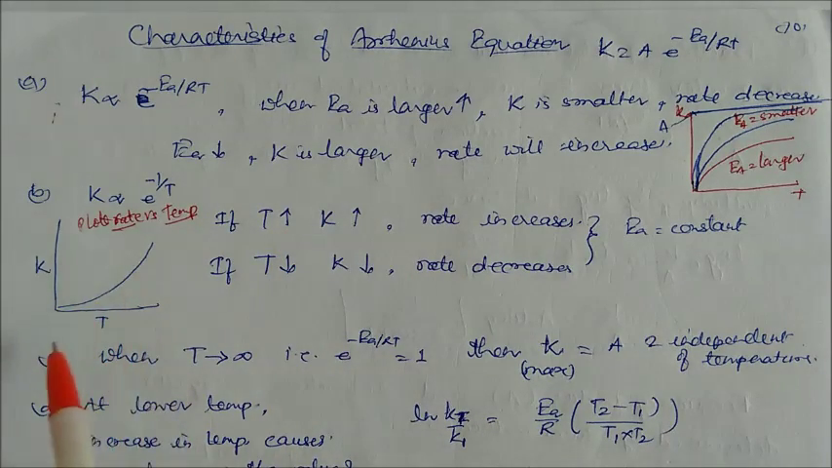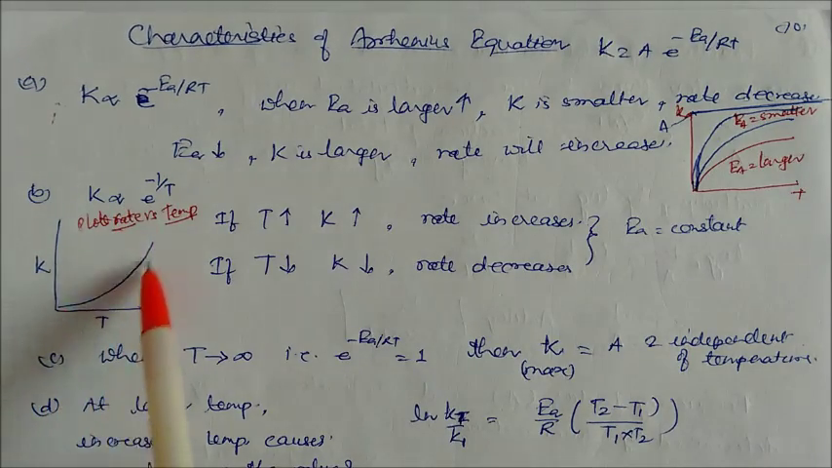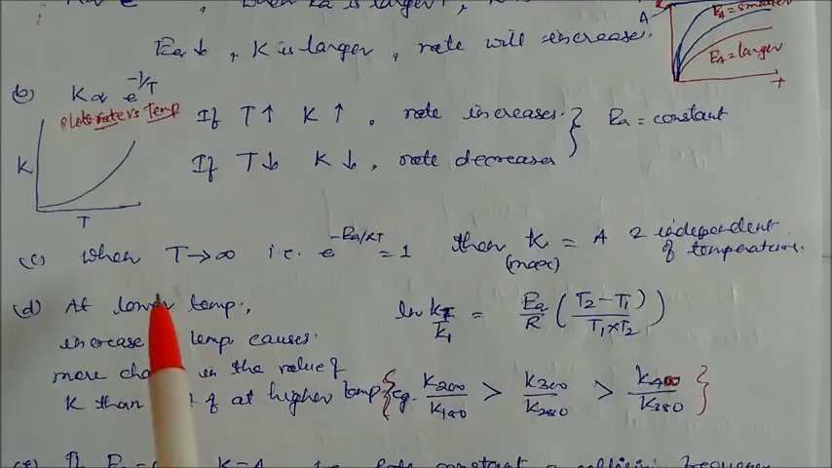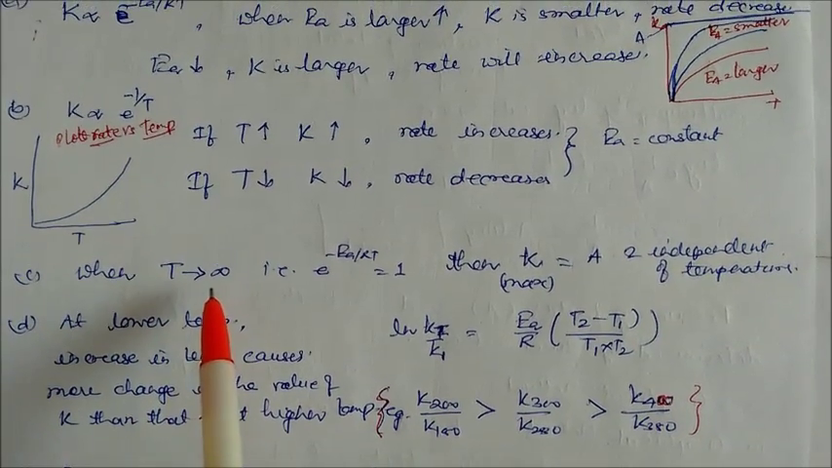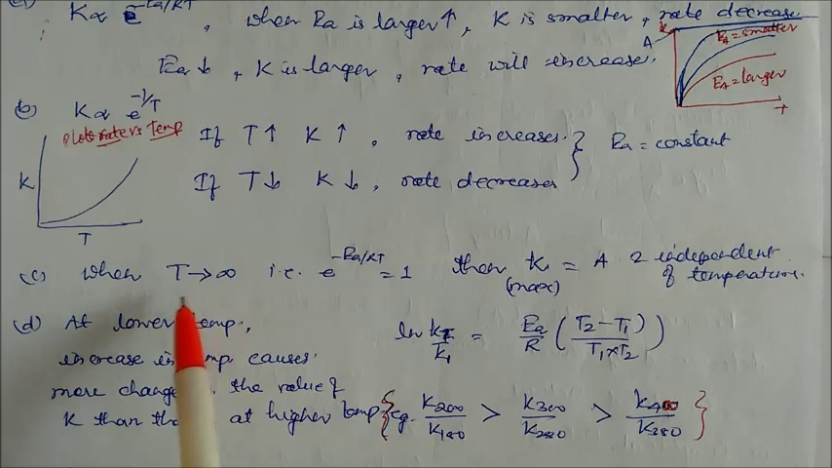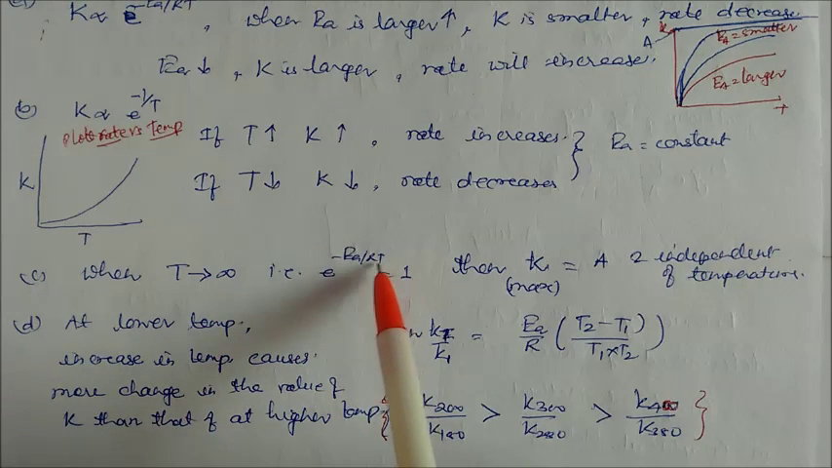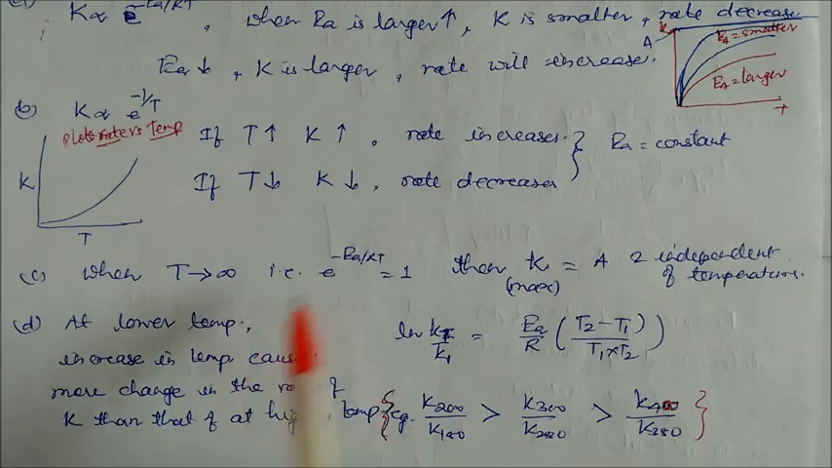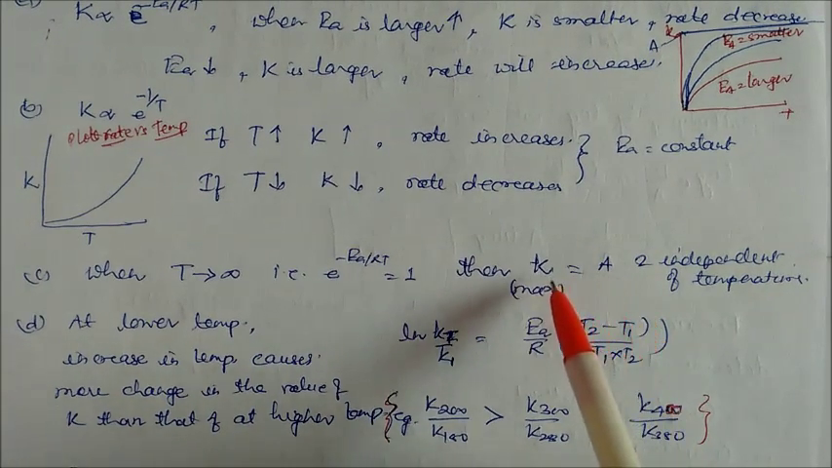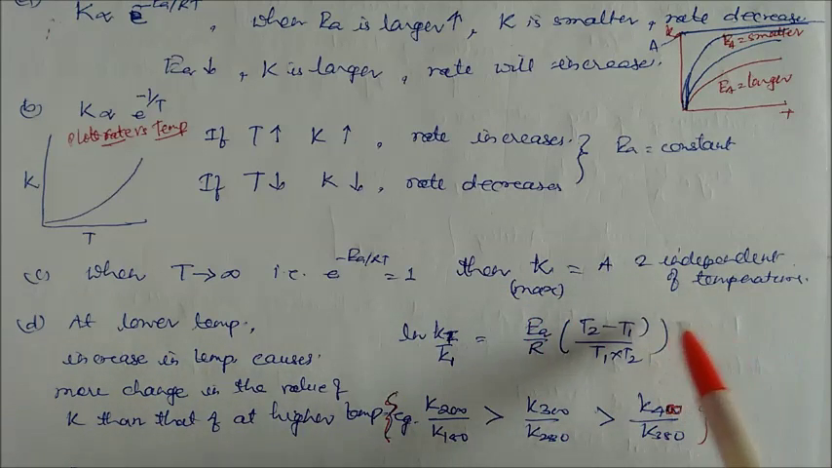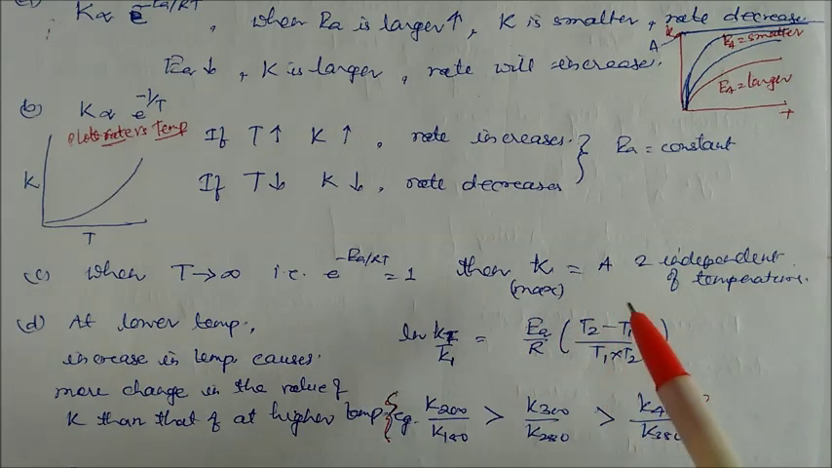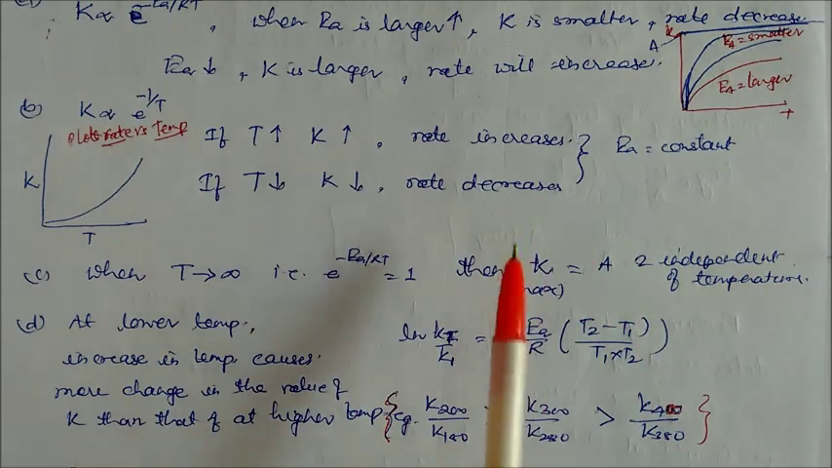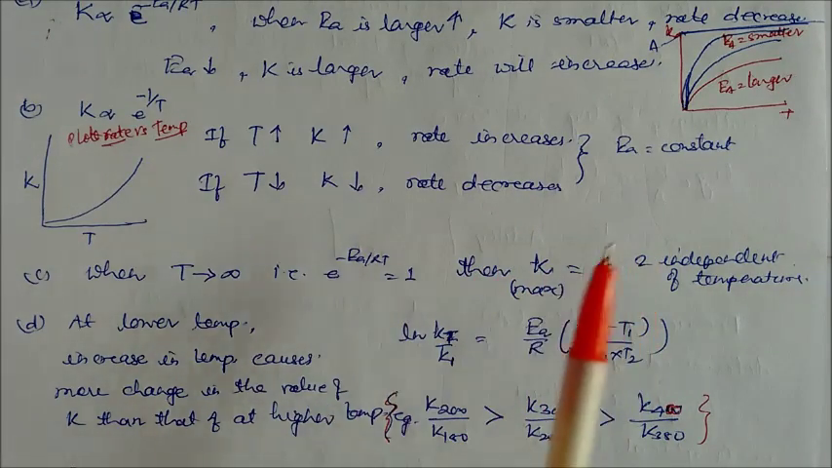You can see the graph. This graph came in the JEE syllabus: the K versus T graph. This graph is exponential and increasing. Now what will happen if you make T maximum, meaning infinite? Then the whole power becomes 0, because T is so large. So e to the power 0 will be 1. In that case, K becomes A, meaning the rate constant becomes maximum, and this is independent of temperature. What is the meaning of maximum? Every reactant molecule will convert into product, which is very, very impossible.